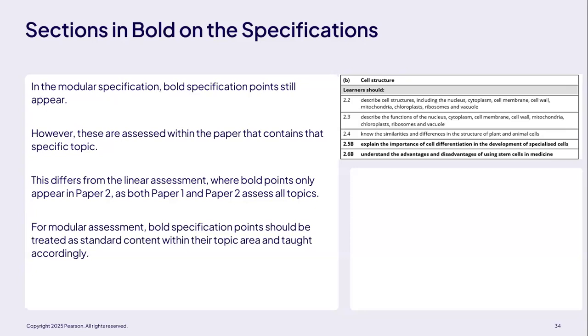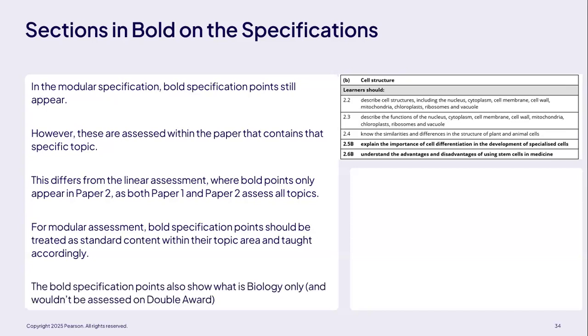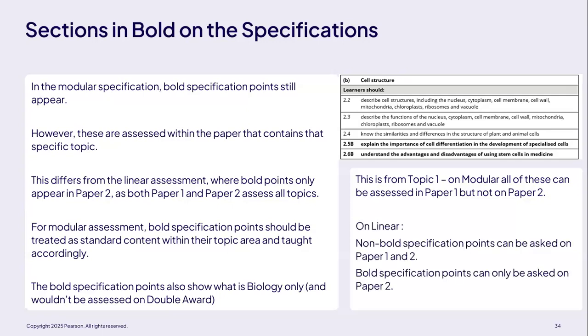But for the modular assessment, the bold specification points should be treated as standard content within their topic area and taught accordingly, but they show what is biology only and won't be assessed in double award, and they also show areas that require greater depth, greater understanding. So they're part of the specification point, they should be taught as that, but they are requiring a little bit more depth. So this is an example from topic 1. So all of these will be assessed in paper 1, but not in paper 2. Whereas on linear, it's the bold specification points that will only be asked on paper 2.